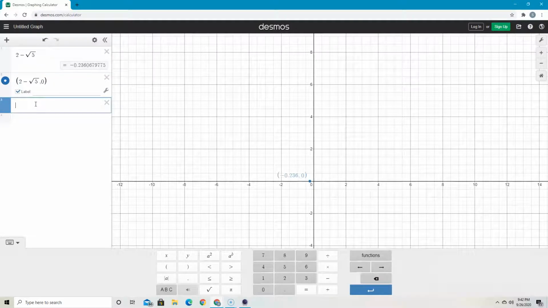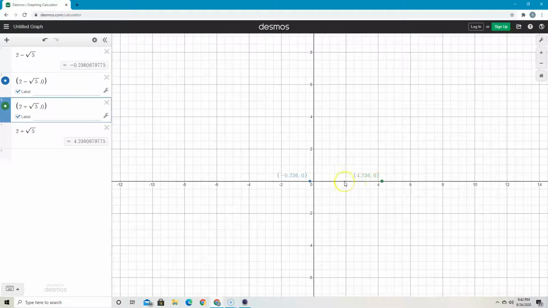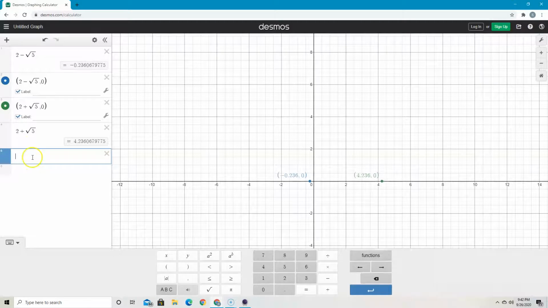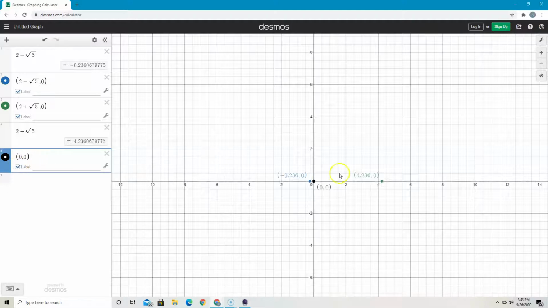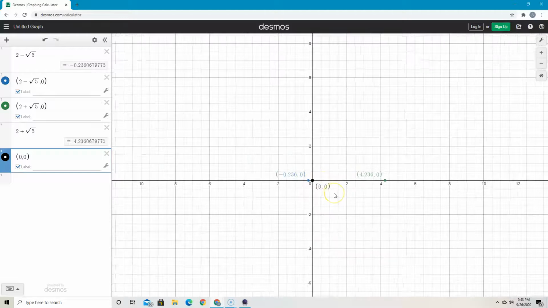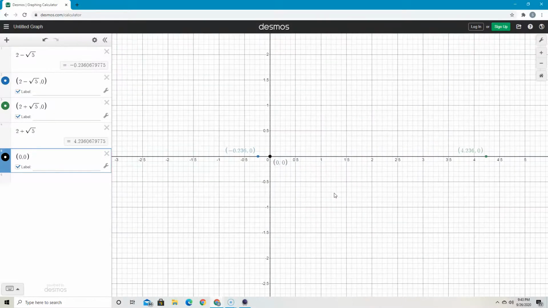Another one is 2 plus the square root of 5, which is 4.23 something. You can graph that point, and that's right here. And the other one was x equals 0, which means the point (0, 0). Notice how close these are together. I'm going to zoom in a little bit so there's some separation so we can see it better.